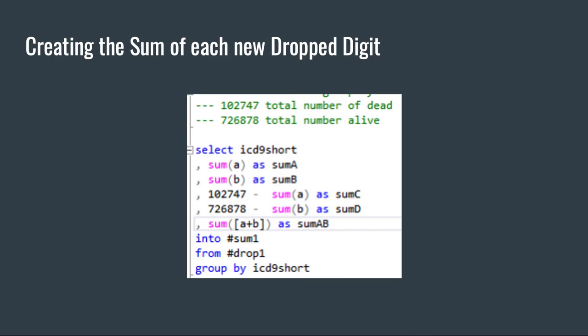Next, we're creating a sum of each new drop digit. So with this, you're creating these different sums as sum A, sum B, sum C, and sum D. The first two are similar, but the next two are a little different because, as we said earlier, 102,747 is the total number that are not alive, so they're dead, and 726,878 are the total number that are alive. So we're allowed to use that to figure out sum C and sum D, and we're placing it into a temporary one.